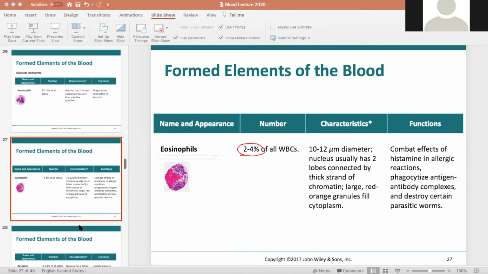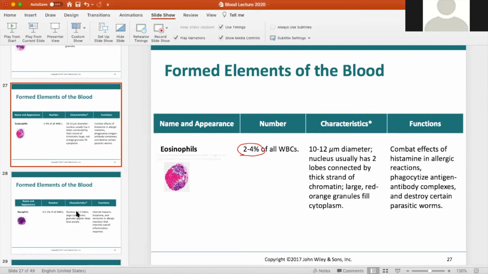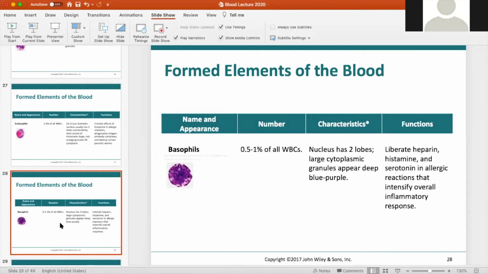Right? And the very next formed element that we have is our basophils. And our basophils are even less than neutrophils. So they're also very interesting.